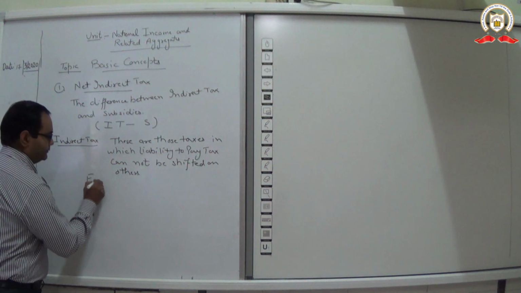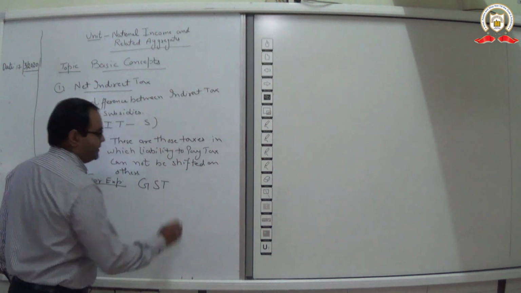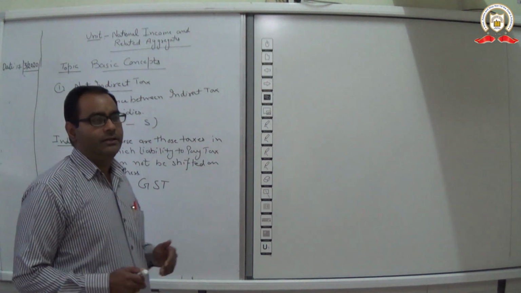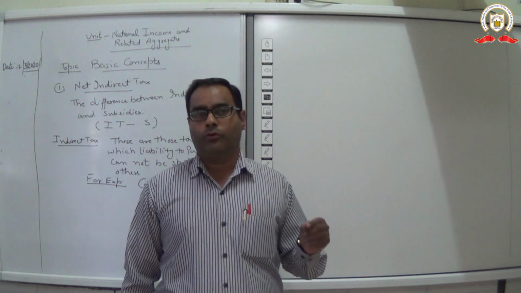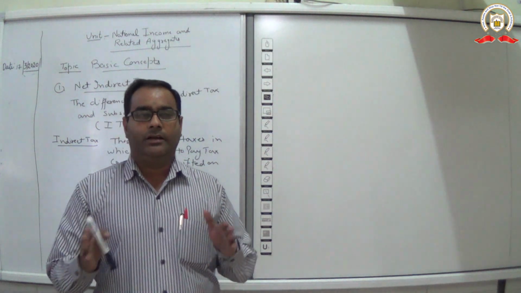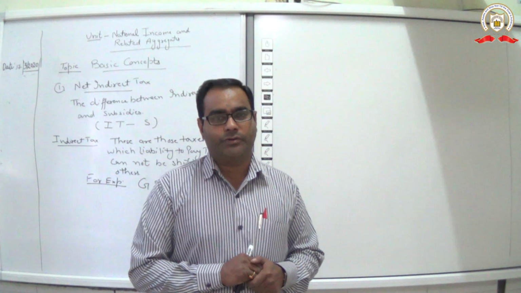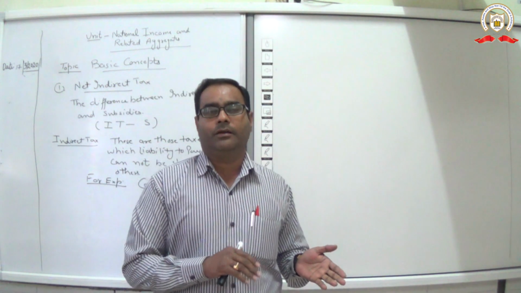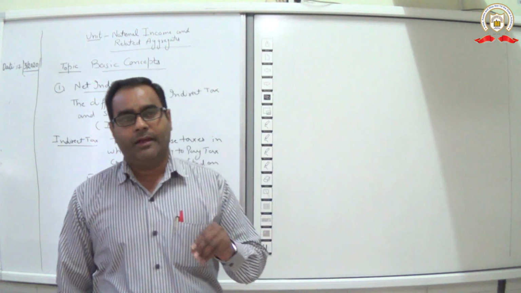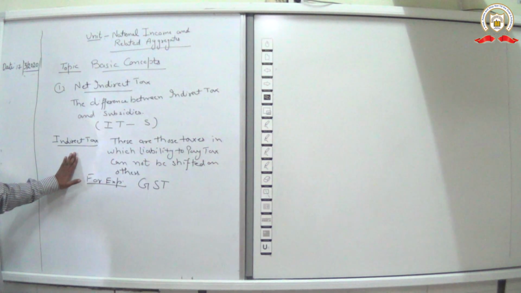For example, GST, goods and services tax. Whenever we purchase a commodity, you people have seen that the price is written as inclusive of all taxes. It means that some kind of taxes are included in the price of the commodity by the producer and passed on to the final consumer. The final consumer who purchases the commodity will have to pay the taxes along with the price of the commodity. So these are the indirect taxes.